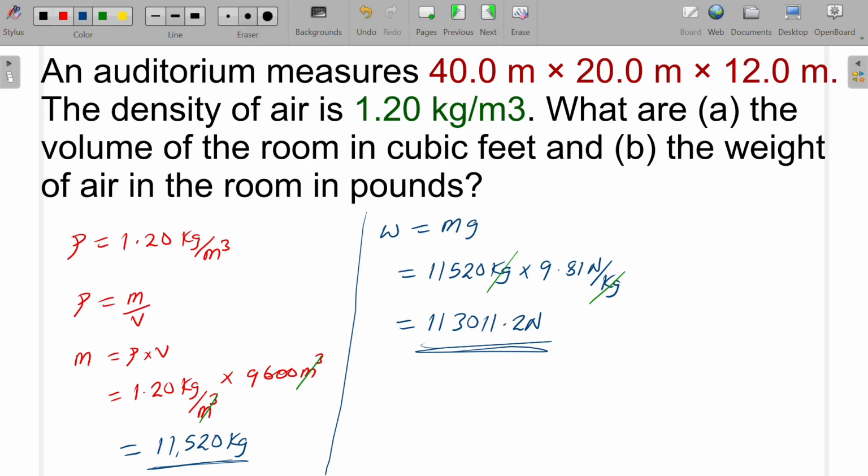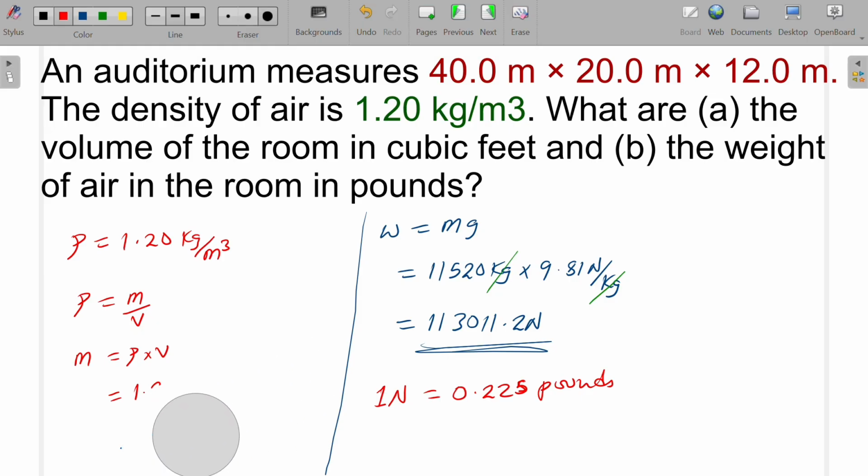Now that we have our weight in newtons, all we need to do is convert it from newtons to pounds. The conversion we need is 1 newton is equal to 0.225 pounds. So that's what we have as our conversion: 1 newton is equal to 0.225 pounds. Let me use the left-hand side to find our answer.